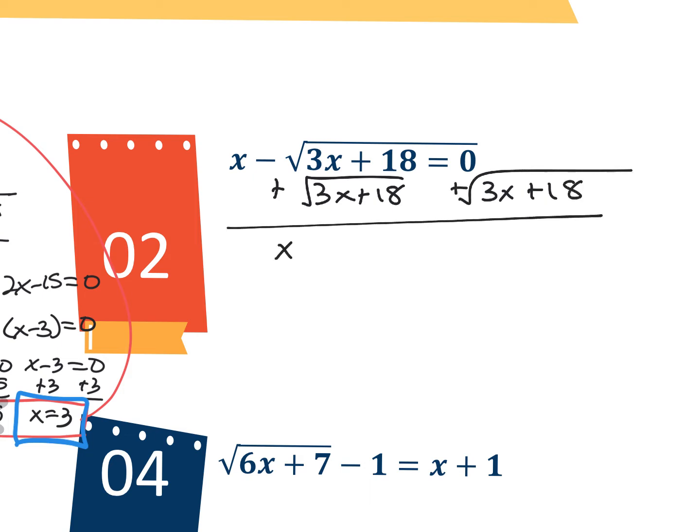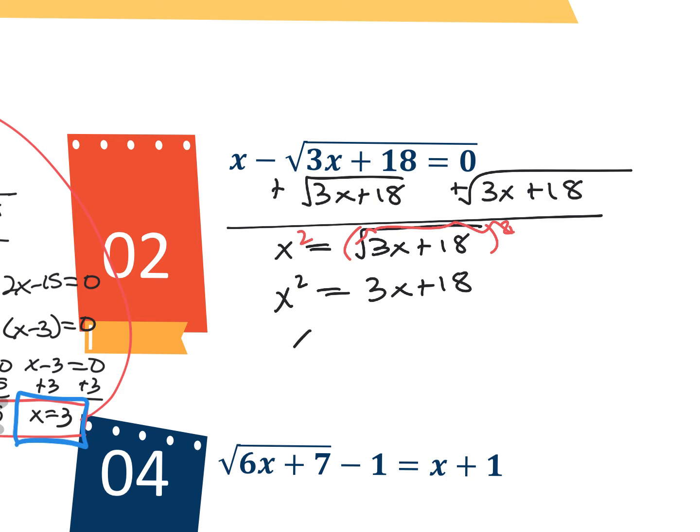And now I'm left with x equals the square root of 3x plus 18. Again, I've got to square both sides. Squaring the radical makes it just come on out. So now I'm left with x squared equals 3x plus 18. I need to move the 3x and the 18 to the other side, and I get x squared minus 3x minus 18 equals 0. So what I did was I subtracted both of these and moved them over here.